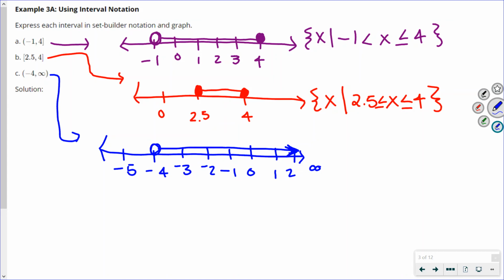So when I write this in set builder notation, we're going to say x such that x, and all these numbers to the right of -4, are greater. So greater than -4. And we don't put the equal because this right here is an open circle. And there you have it. We graphed each one and we wrote it in set builder notation.